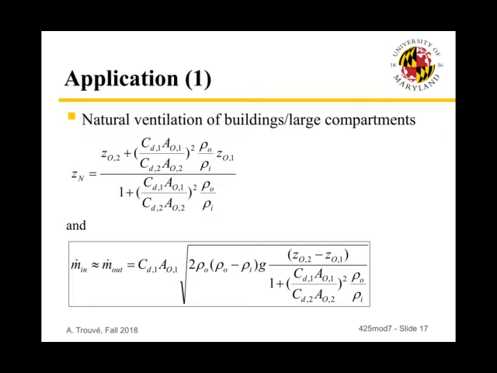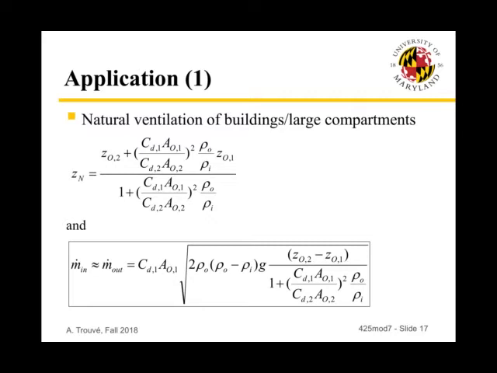And this is the solution for the neutral plane elevation Zn. Once the neutral plane elevation Zn is known, I can use that expression in the expression of m dot in or m dot out, and through that substitution come up with the expression of the mass flow rate. Okay, I can work with m dot in or m dot out, I would get the same result.